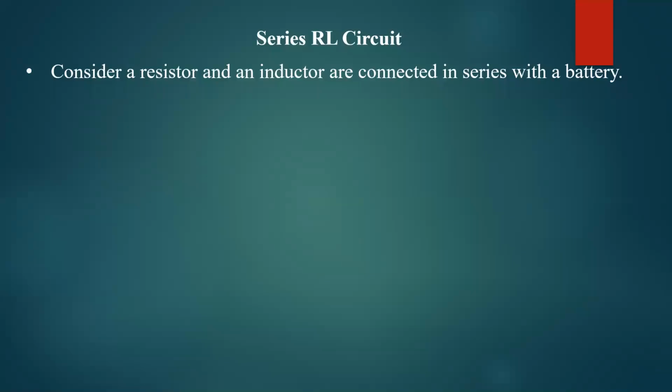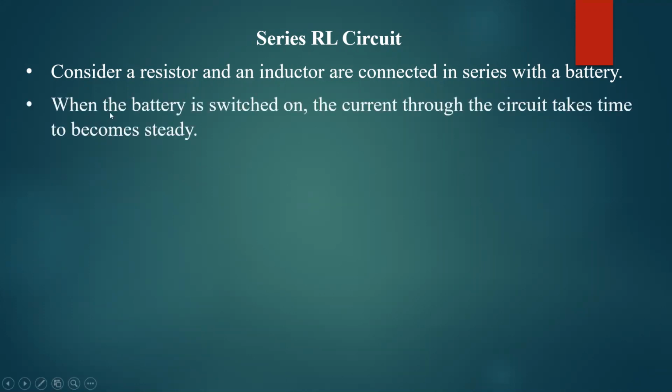The series RL circuit we'll discuss today. The series RL circuit is a circuit containing a resistor and an inductor which are connected in series with a battery. So consider a resistor and an inductor which are connected in series with a battery, that is called a series RL circuit. So what happens if the battery is switched on?